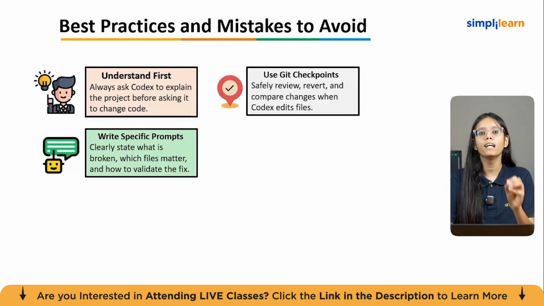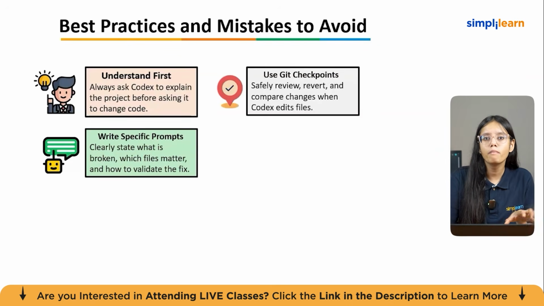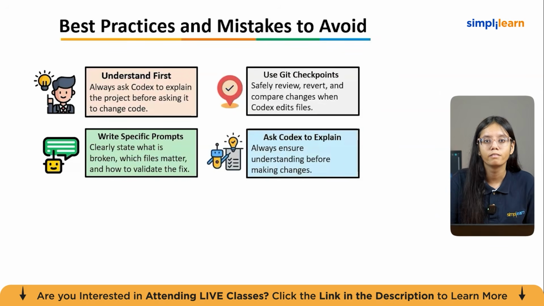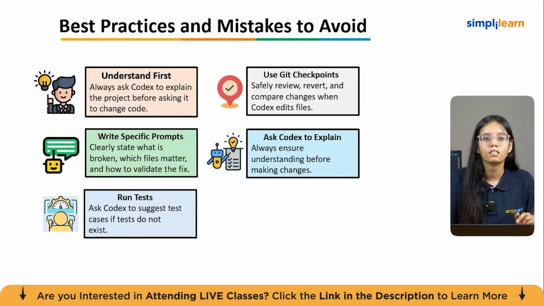Third is write specific prompts. Do not say fix everything. Say exactly what is broken, what files matter, what should not be changed, and how to validate the fix. Number 4, ask Codex to explain before editing. Number 5, run tests. If tests do not exist, ask Codex to suggest test cases.